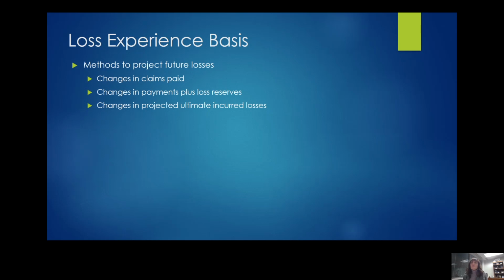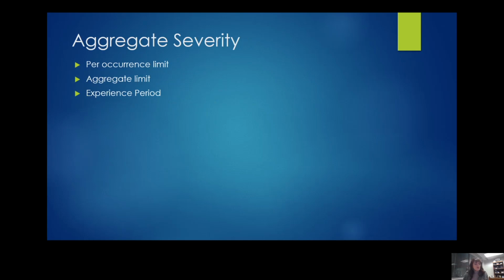It also could look at what your projected ultimate incurred losses are, or it could look at how much you have in reserve versus payment. So, there's different ways of looking at loss experience. It helps determine the best way if you have good predictable data. It also could look at how much exposure or limit do you want to put out there.